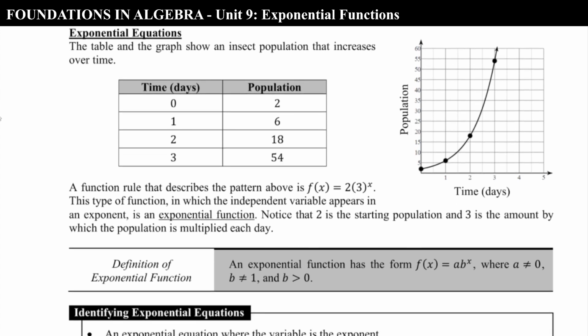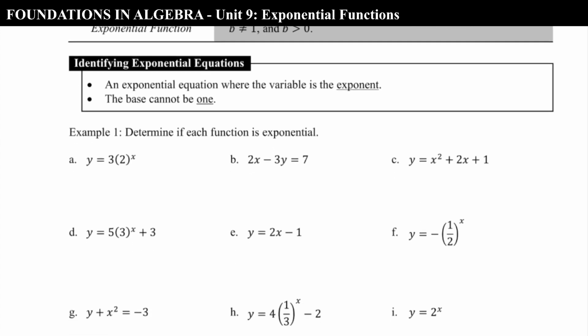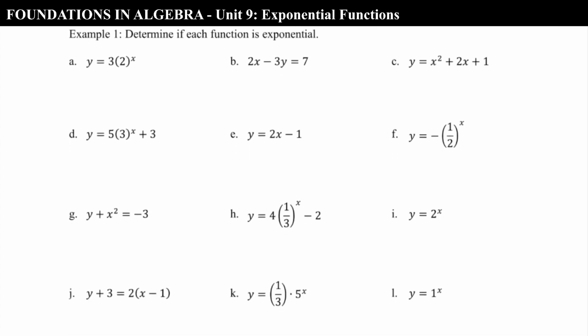So the definition of an exponential function is a function of the form f of x equals a times b to the x, where a is not equal to 0, b is not equal to 1, and b is greater than 0. Okay? So to identify an exponential equation, it has to have a variable in the exponent, and the base cannot be 1. As long as those two things are met, then we have an exponential equation. So let's take a look at a few equations and see if we can identify which ones are exponential and which ones are not.